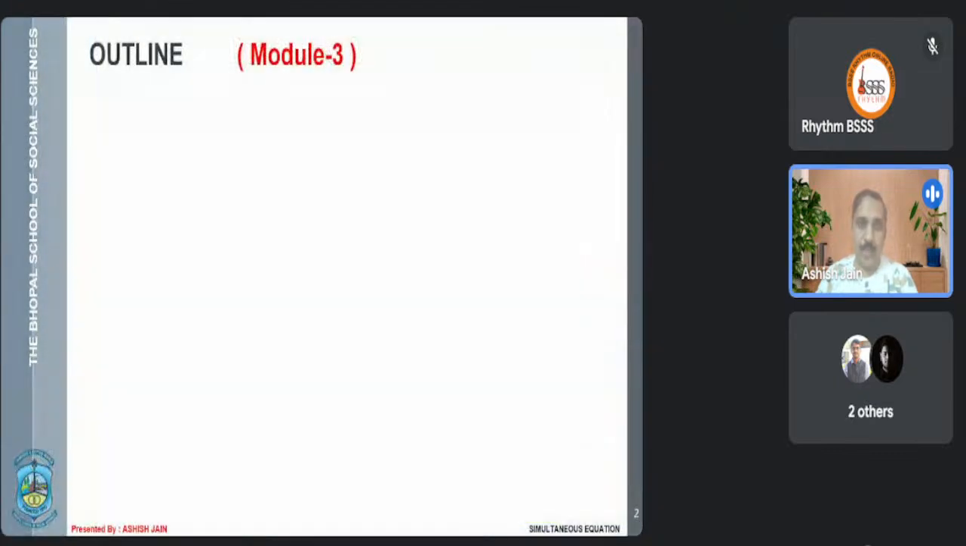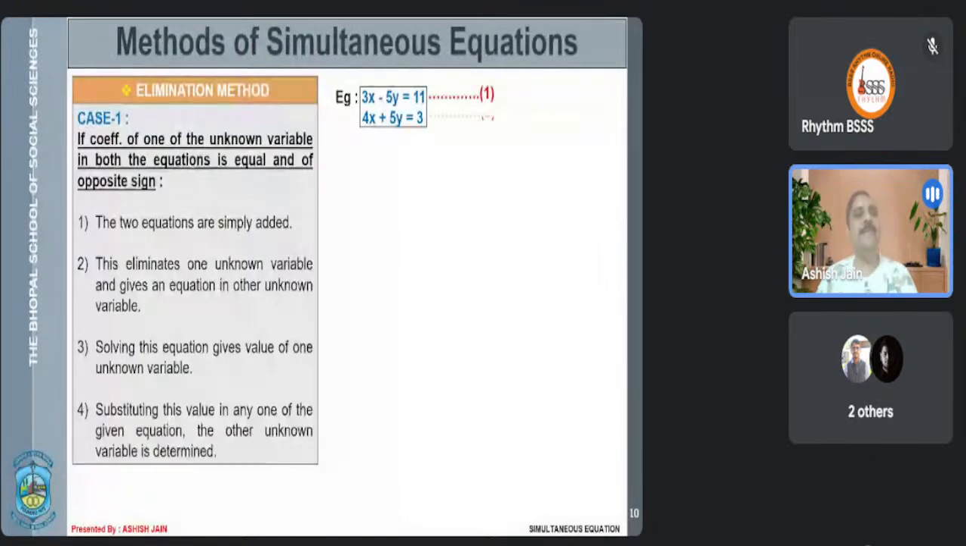Now we come to the third and very important method, which is the elimination method. Now here in the elimination method, we have 3 cases. Let us see what those are. The first case is if the coefficient of one of the unknown variables in both the equations is equal and of opposite sign. Now what does this mean?